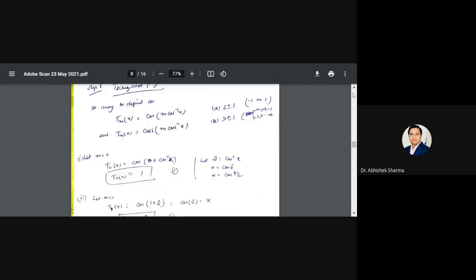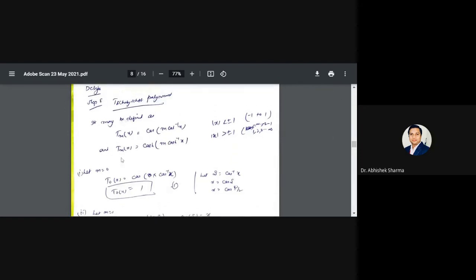So again, just like for the binomial array, let me put different values of m starting from m equal to 0. So T0(x) will be equal to cos of 0 into cos inverse x. So this will be 0, since 0 multiplied by anything is 0. So T0(x) is equal to 1.